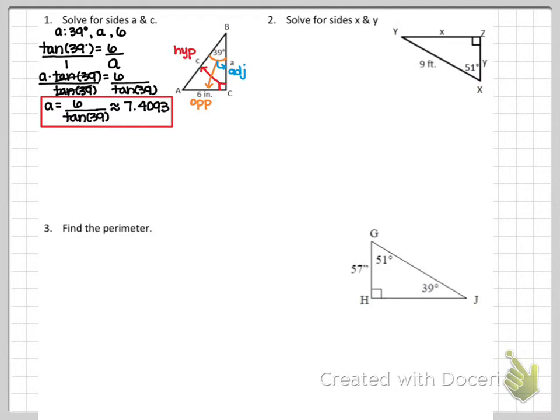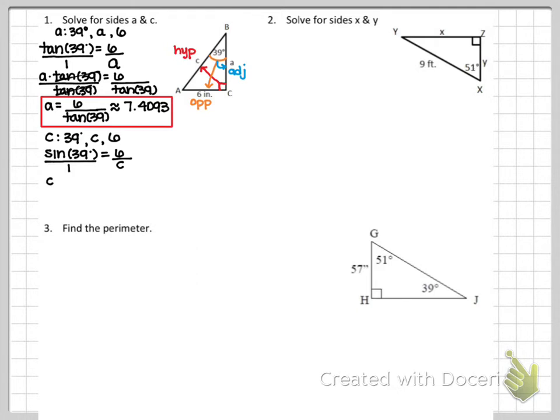So to solve for C, I don't want to use A if I can avoid it. So for C, I'm still going to use the angle 39. I need to have C in the problem, and then let's use the other given value, which is 6. So that is going to be the acute angle, the hypotenuse, and the opposite side. Well, that is going to be sine. So we're going to do sine of the angle is equal to opposite, which is 6, over hypotenuse, which is C. Notice the setup's the same. We're just using a different trig ratio.